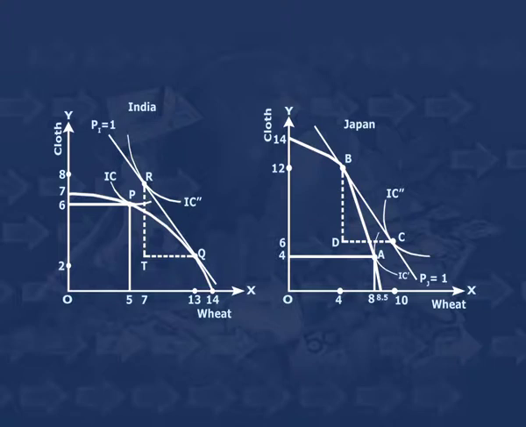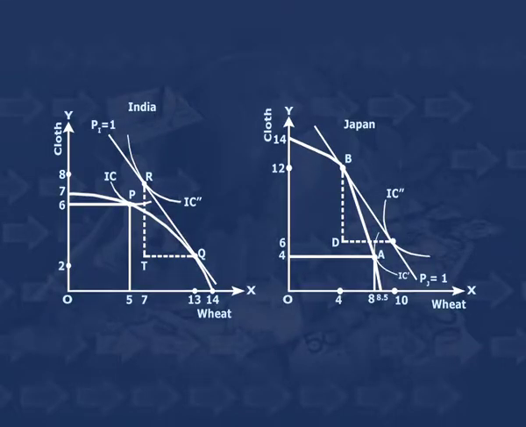Now let us take the case of Japan. A is the autarky equilibrium point for Japan. Japan will specialize in cloth. It means that production of cloth will increase in Japan. Therefore, Japan moves left from point A on its production possibility frontier. It incurs increasing opportunity costs in the production of cloth. Japan moves from A to B in production. Japan produces 12 units of cloth.